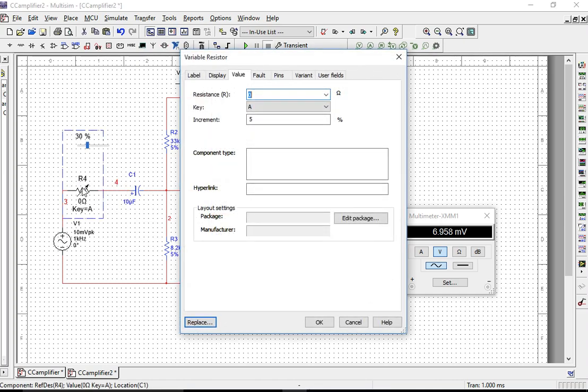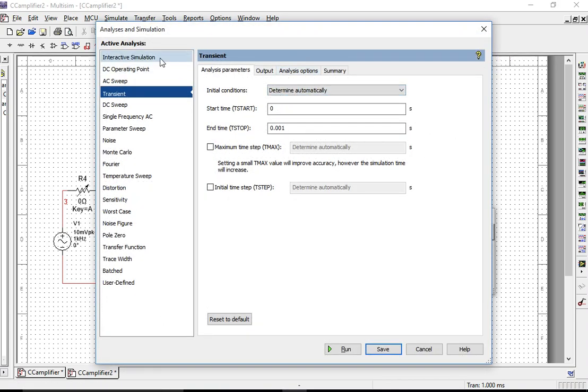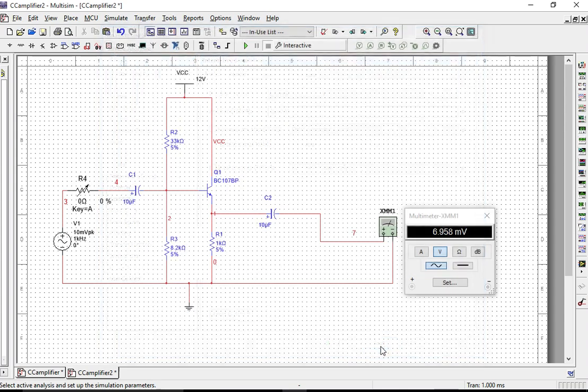And make this 0. Okay, and let me select the default initial as interactive simulation. Previously we had it set to transient, so I am placing it on interactive. Now let us run the circuit.